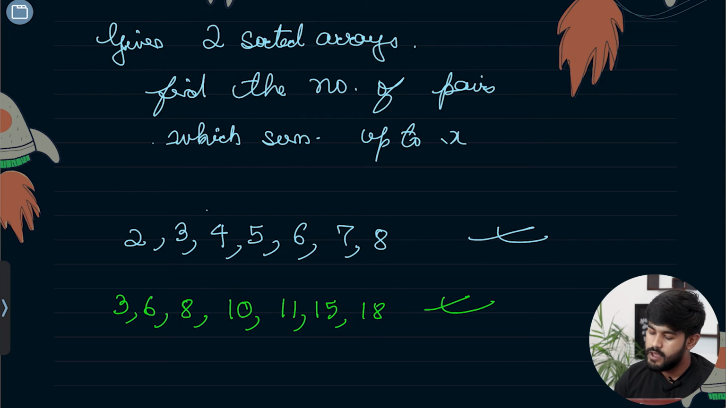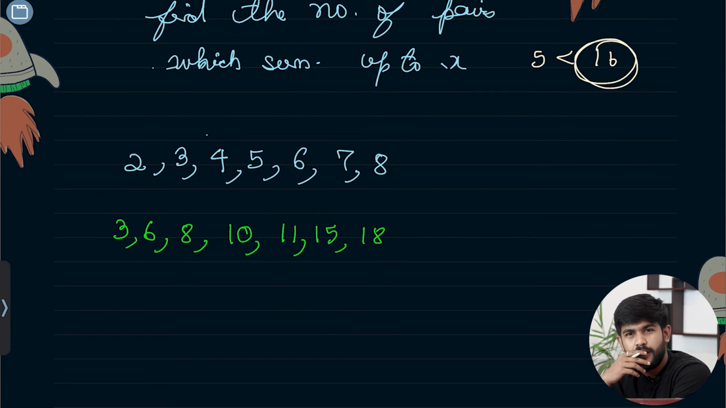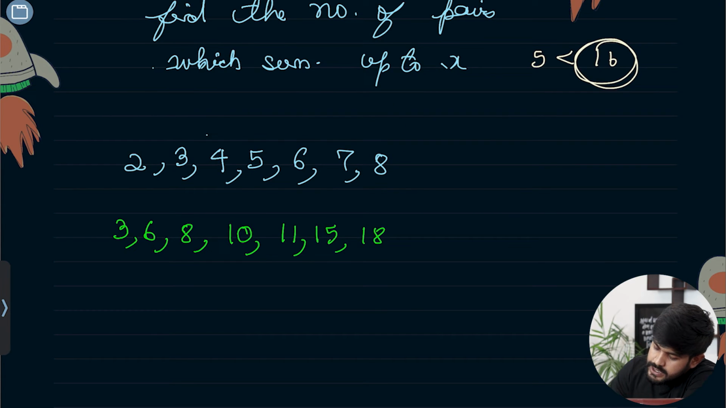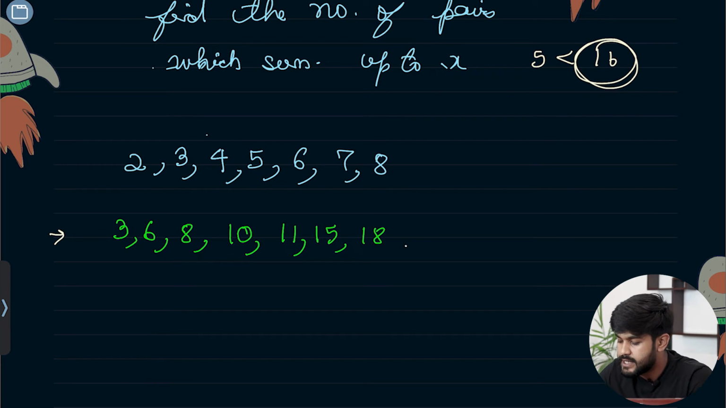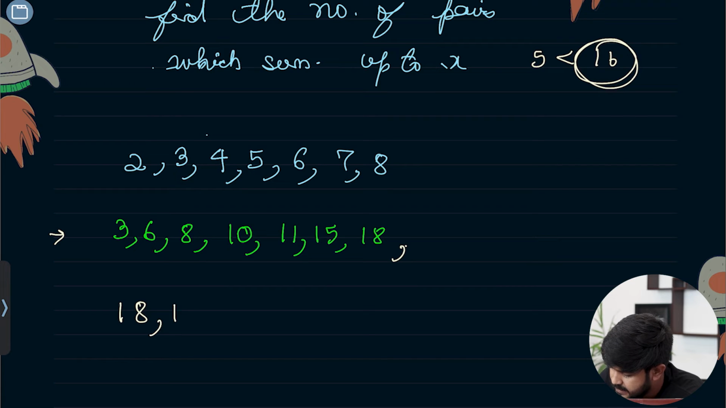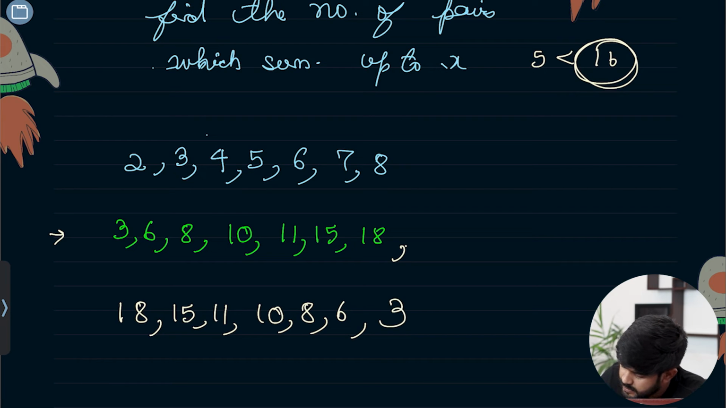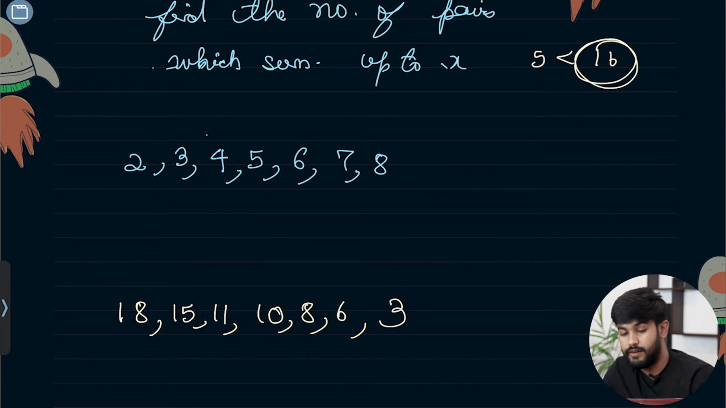Both are sorted. Now, what we can do is, we can just reverse this array. Reversing this array would make it look something like this: 18, 15, 11, 10, 8, 6, 3. This is the reversed form of the second one. Okay. Now, what we would do is, we would take 2 pointers, i and j.